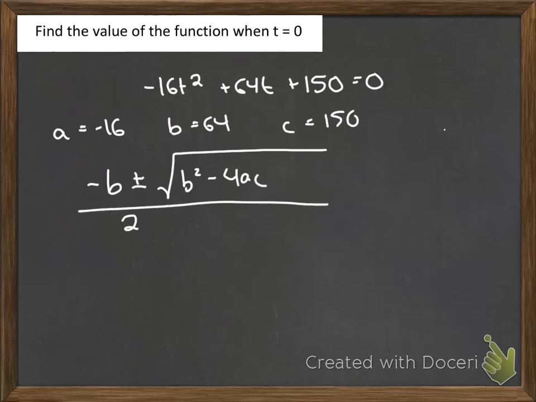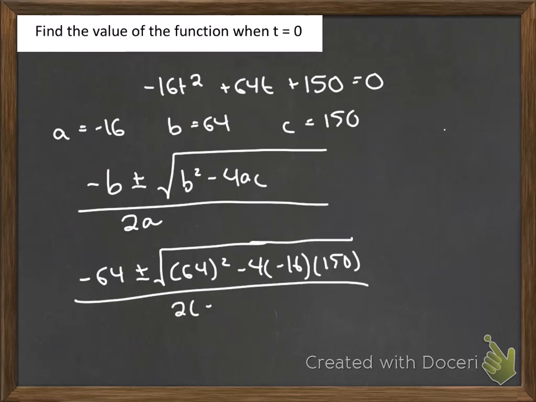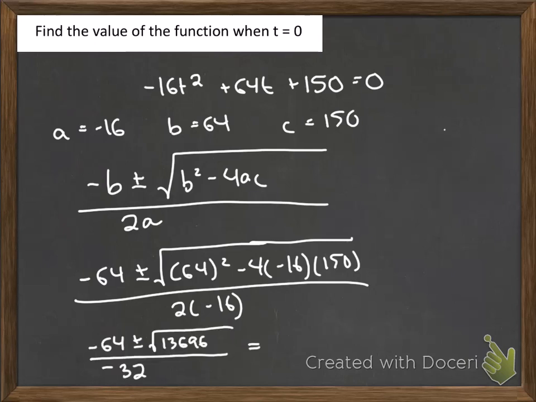So we have negative b plus or minus the square root of b squared minus 4ac, all over 2a. So I have negative 64, b squared is 64 squared, minus 4 times negative 16 times 150, all over 2 times negative 16. When we simplify the expression under the radical, we get 13,696, which isn't a terribly nice number, but that's okay. Let's see if we can simplify this a little bit more.